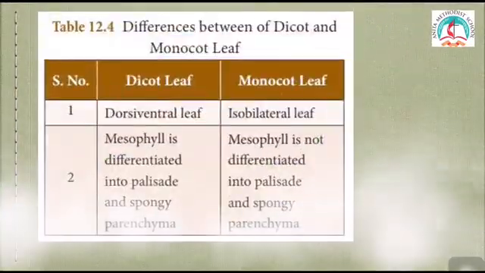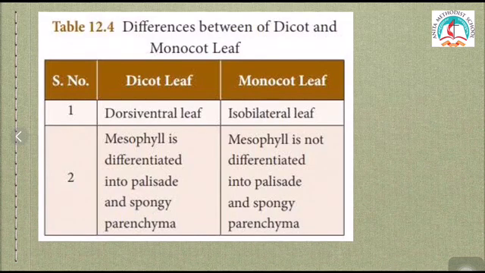Let's see some differences between dicot leaf and monocot leaf. Dicot leaf, it is dorsiventral leaf. As I said, it has 2 surfaces, the front and back. Monocot, it is isobilateral, which is not differentiated into spongy and palisade parenchyma. Mesophyll is differentiated into palisade and spongy parenchyma in dicot. It is not differentiated into palisade and spongy parenchyma in monocot leaf.